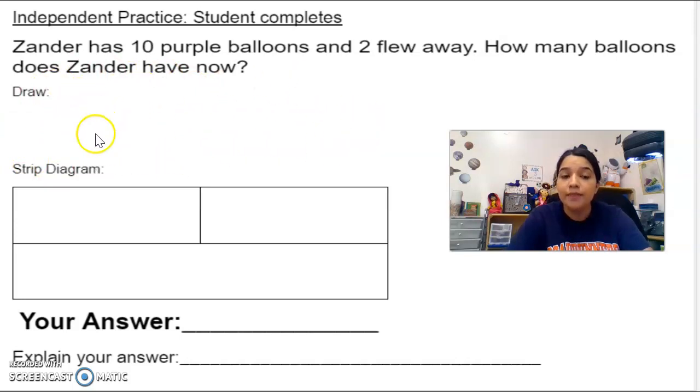Draw right here, and you are going to complete the strip diagram. So remember, Xander had 10 balloons. So altogether, he only has 10 balloons and 2 flew away. So you're going to go ahead and fill in the strip diagram. And then once you get your answer, you're going to put your answer right here where it says your answer. Write it down right over here.